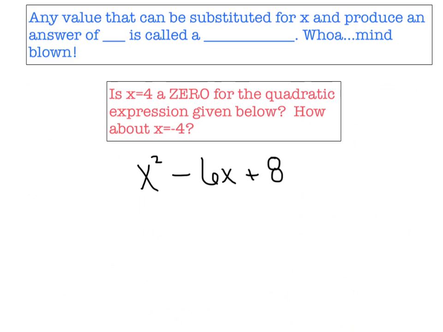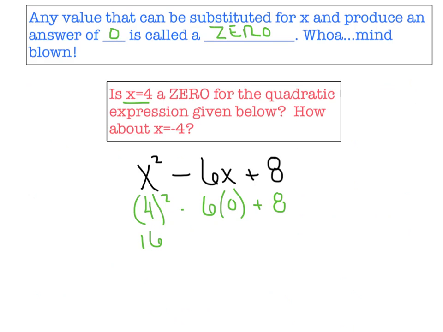All right, this next statement's really going to blow your mind. Any value that can be substituted for x and produce an answer of 0 is called a, wait for it, 0. Yeah, talk about blowing your mind, right? So anyway, we're going to practice identifying whether a value is a 0 or not. And their question is, is x equals 4 a 0 for this quadratic expression right here? So I'm going to go ahead, and it's as simple as substituting a 4, and we're simply wondering, do I get an answer of 0?